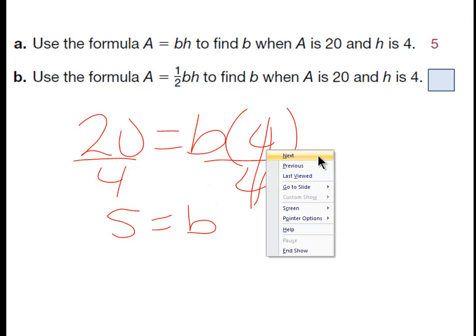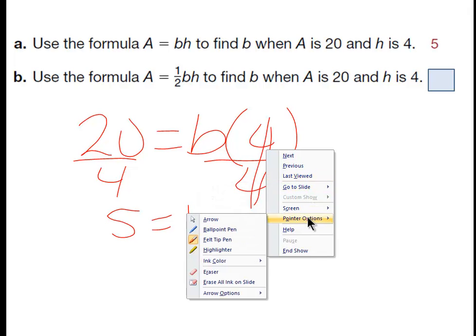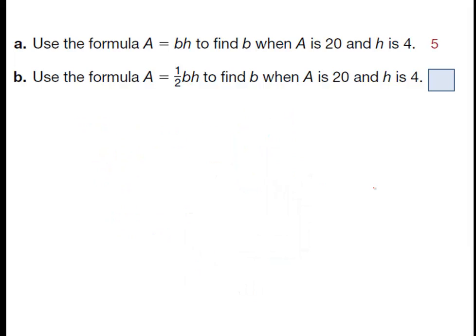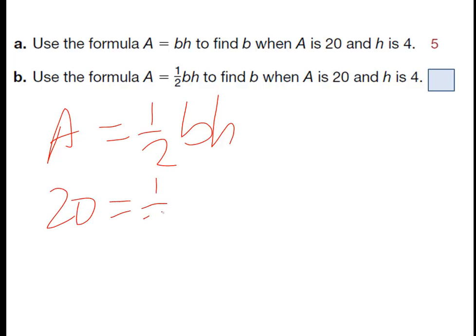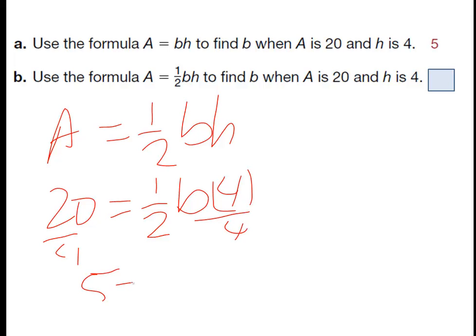We're using the formula of A equals 1/2 B, or 1/2 base times height, when A is 20 and the height is 4. So you go ahead and write it. So you got A equals 1/2 B times H. Okay, so A equals 20, so 20 equals 1/2 base, it's still B, and our height is 4. Okay, so we're going to do our same thing here. All right, so let's go ahead and divide by 4. Divide by 4. So now we get 5 equals 1/2 times base.